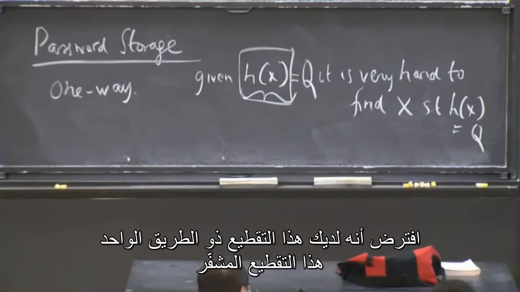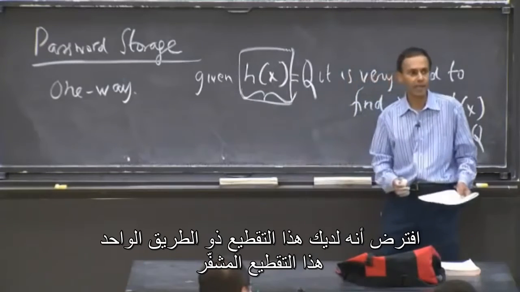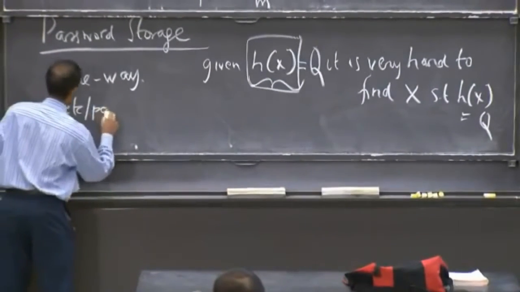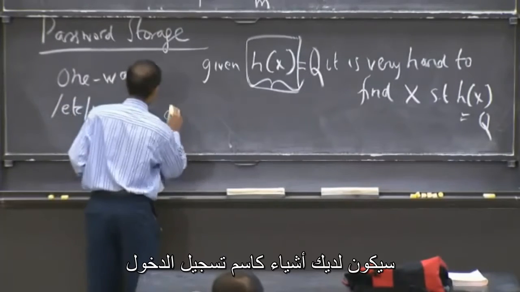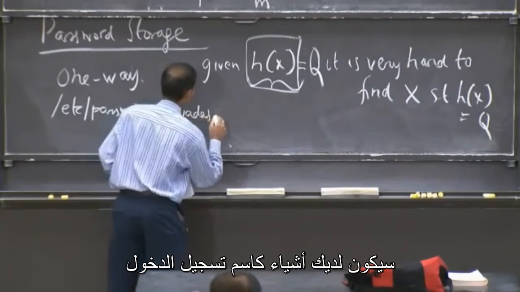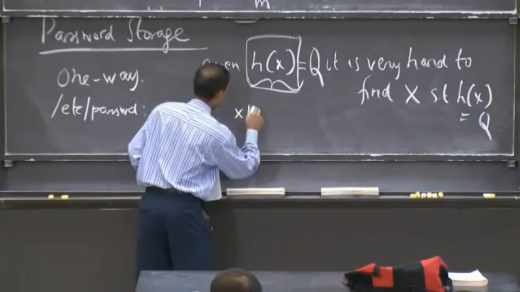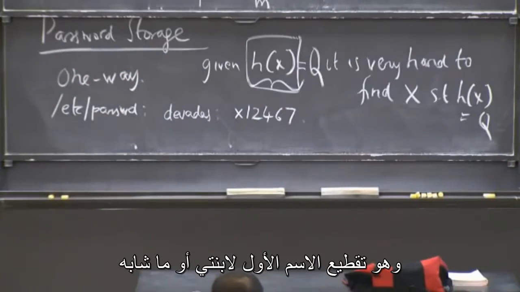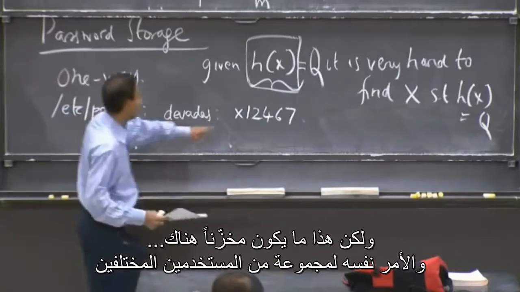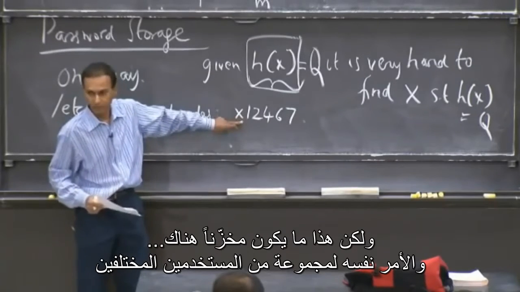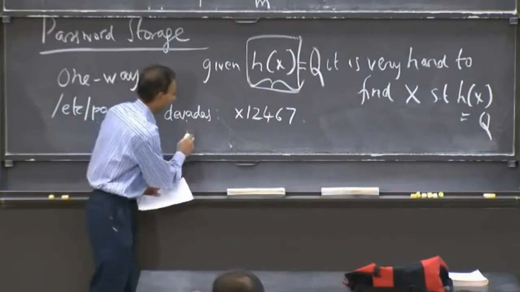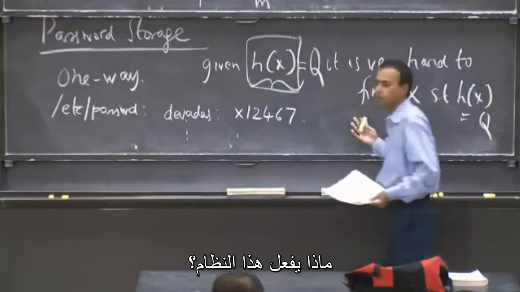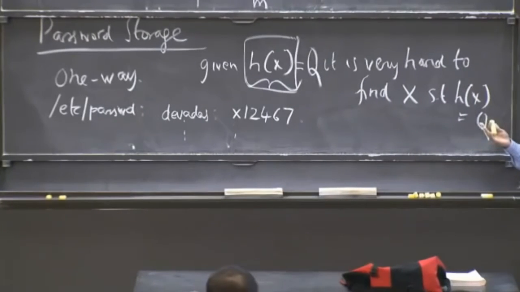Well, it's beautiful. Assuming you have this one-way hash, this cryptographic hash, in your /etc/password file you have something like login name, Devadas, and then the hash, which happens to be the hash of my daughter's first name. Or something, right? But this is what's stored in there, and the same thing for a bunch of different users. So when I log in and I type in the actual password, what does the system do? What does the system do? It hashes it.